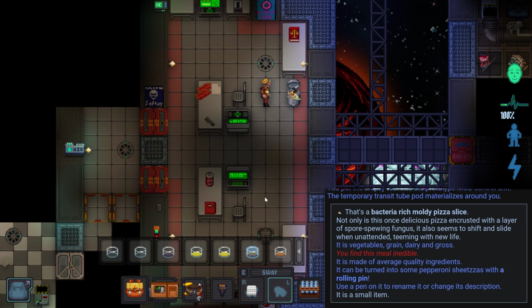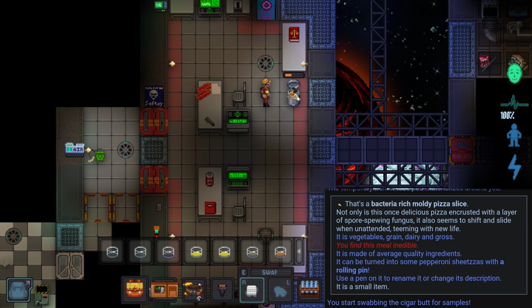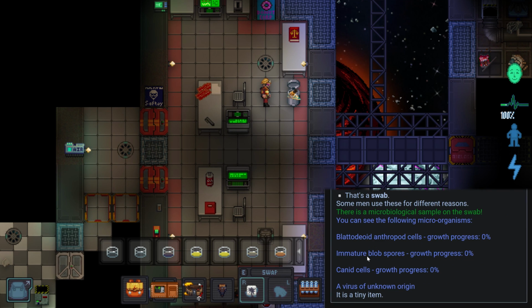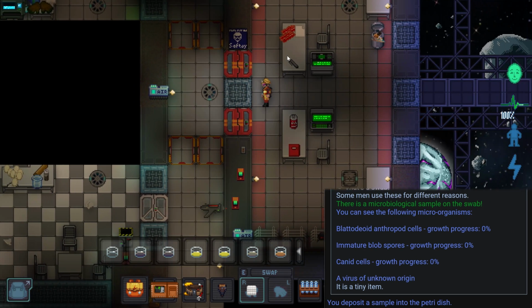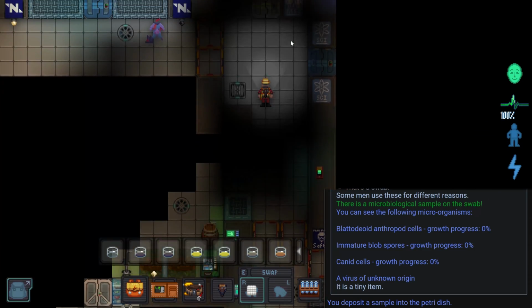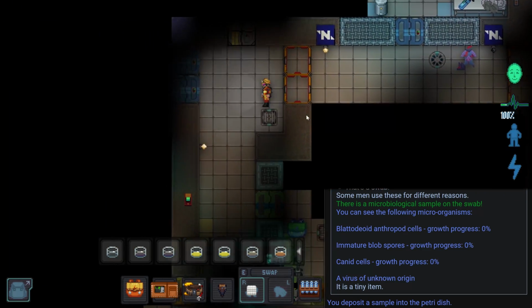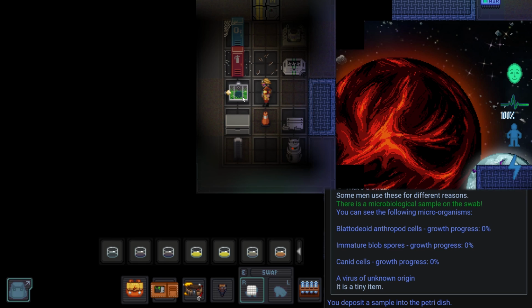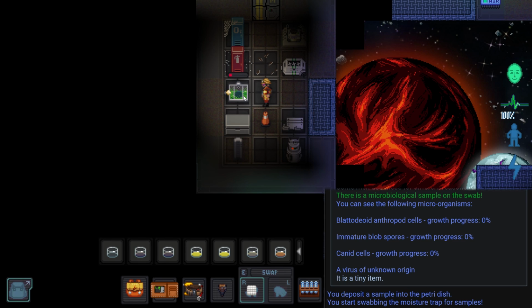So we have another bacteria-rich multi-pieces slice. Let's swab it too. And it gave us some different cells. There are candid cells, which I believe is a corgi, and similar ones that we had. But this one, I think the blettoid anthropod cells are the cockroach cells. They're not really useful for us, but we could use them for genetics because we could merge our DNA with the DNA of the cockroaches later. And this moisture trap is also a source of cells. So I will swab it too.